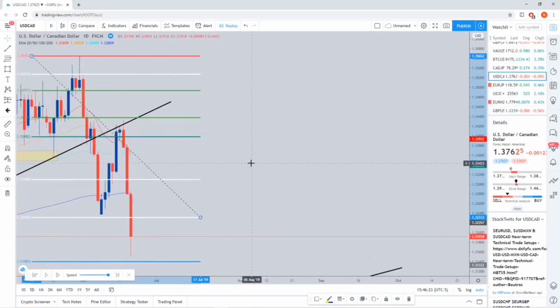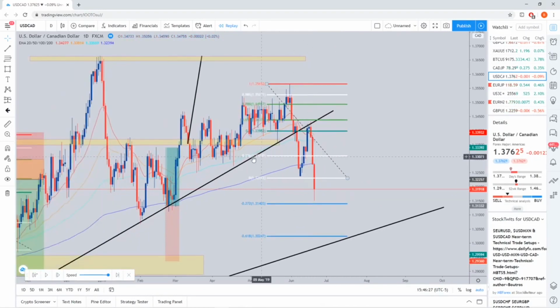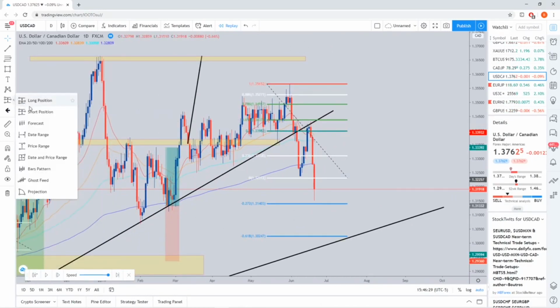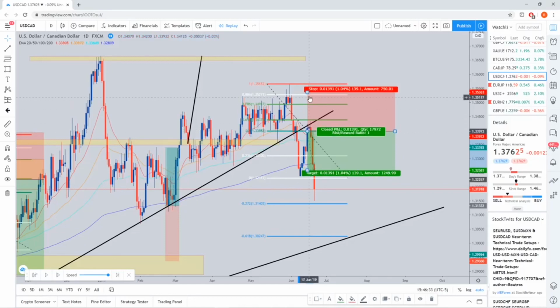Nope, look how close that was to the 618. But we see major rejection. Definitely a great sell opportunity. You could have entered here, or on the 5. If you're entering on the 5, you sacrifice your risk to reward.